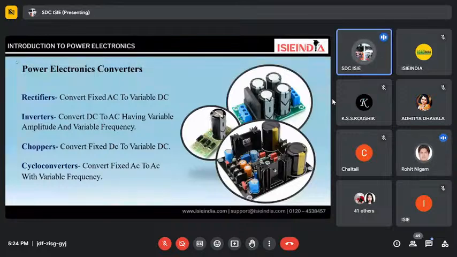Cycloconverters are used as AC to AC converters. Basically, we use an AC to AC converter to change the frequency of a circuit. In India we get 50 hertz, but many motors and controllers need a different frequency, so when we pass the supply through the converter, we can raise the frequency, even up to 2.4 gigahertz. So with the help of power electronics only, we can convert the power.